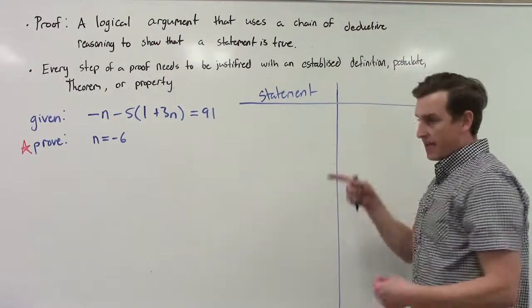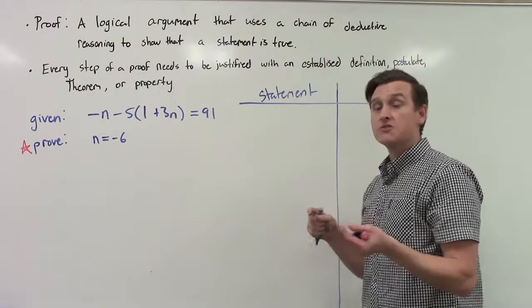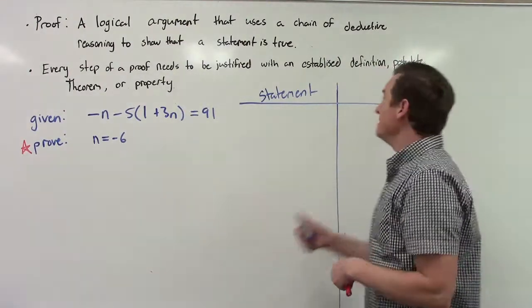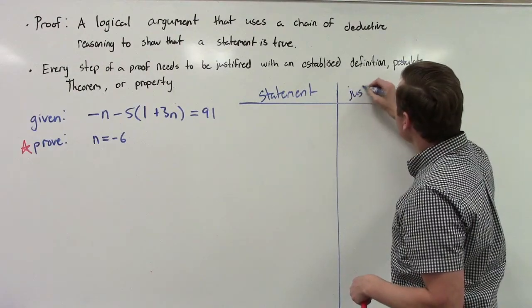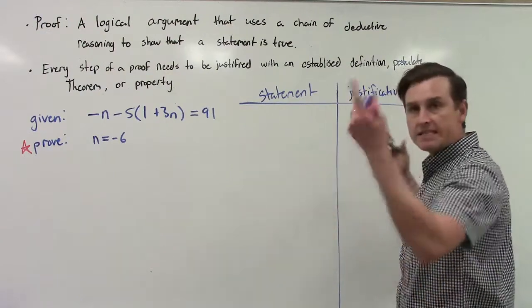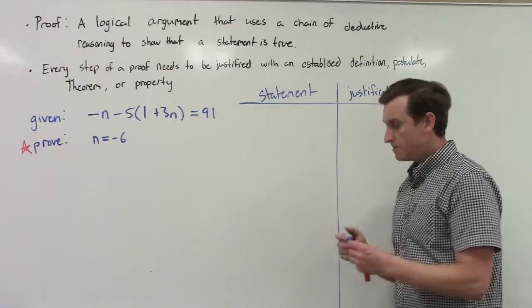And then you're also going to have a justification where you say, I think it's true because, or the reason it's true is because of this property. So these are justifications. But you also might see this as reasons. Some people call these reasons. Just depends on where you're at.